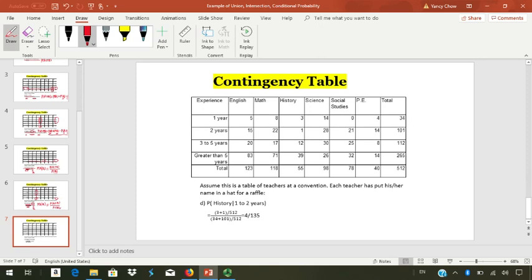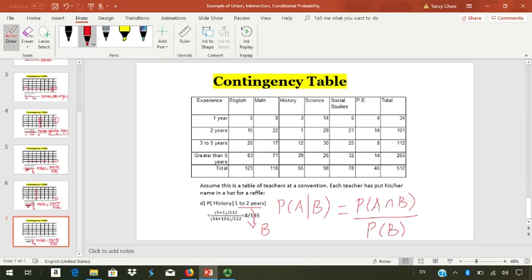Let's see the last one. It is also a conditional probability. So probability A given a condition B. This one is the condition B. That is, given that the teacher has 1 to 2 years teaching experience, how likely they will teach history. So the probability equals A and B divided by the probability of B.